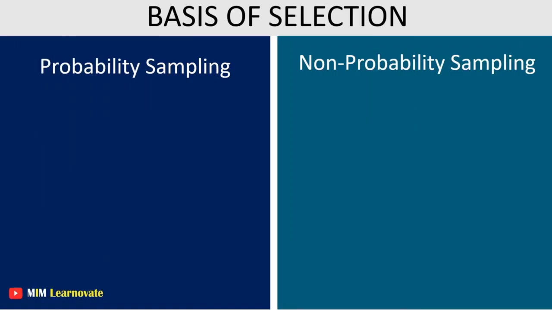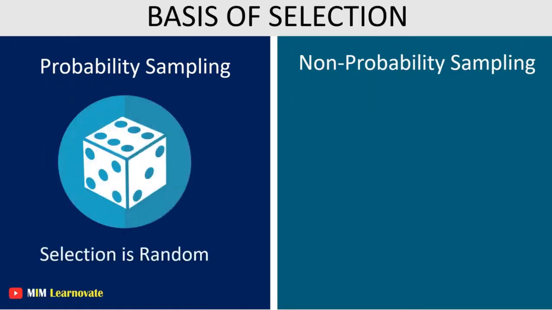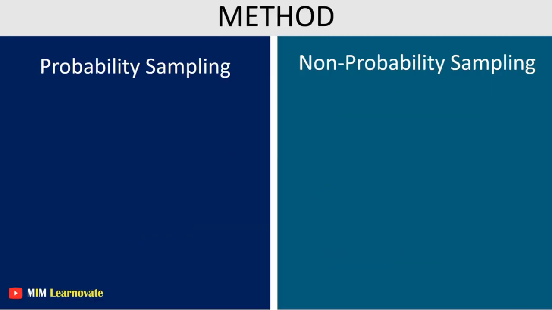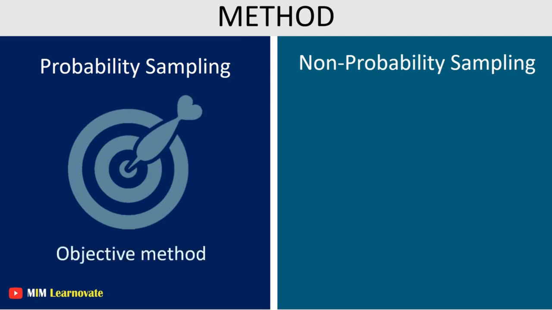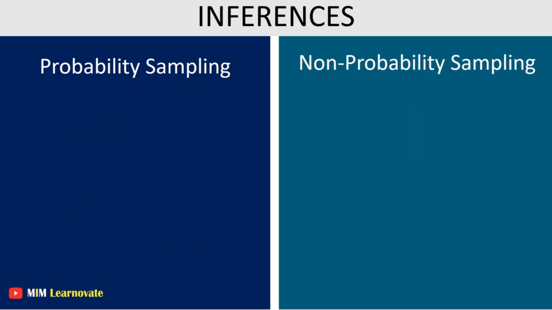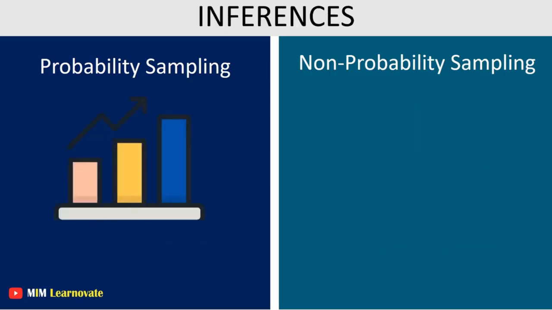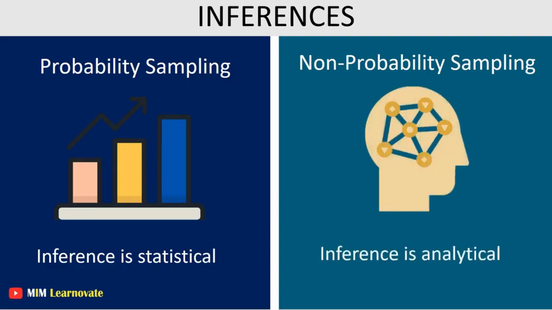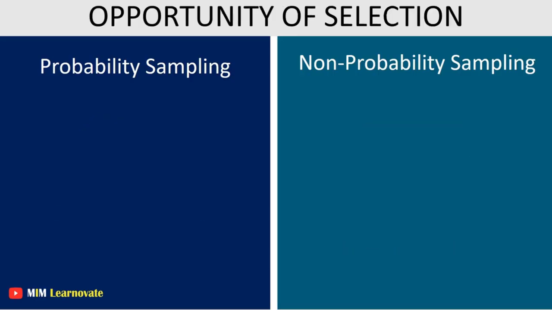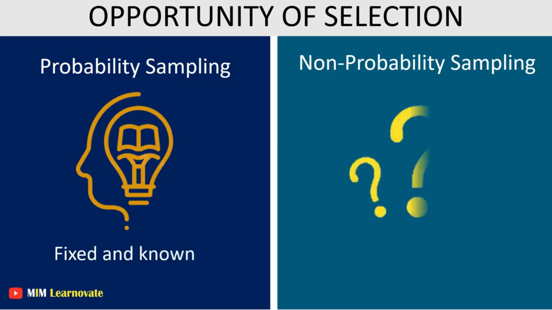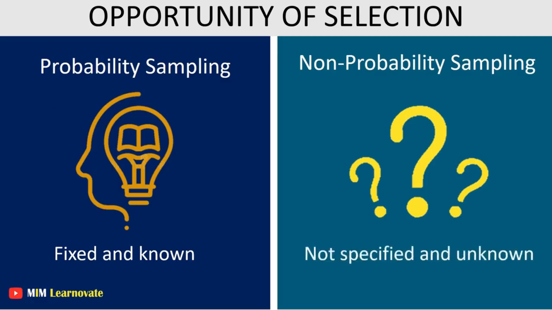Basis of selection. In probability sampling, selection is random, whereas in non-probability sampling, selection is arbitrary. Method. In probability sampling, objective method is used, while in non-probability sampling, subjective method is used. Inferences. In probability sampling, inference is statistical. On the other hand, in non-probability sampling, inference is analytical. Opportunity of selection. In probability sampling, opportunity of selection is fixed and known, while in non-probability sampling, opportunity of selection is not specified and unknown.